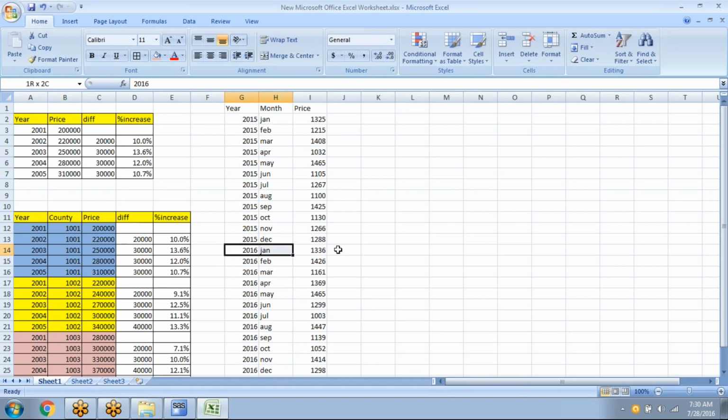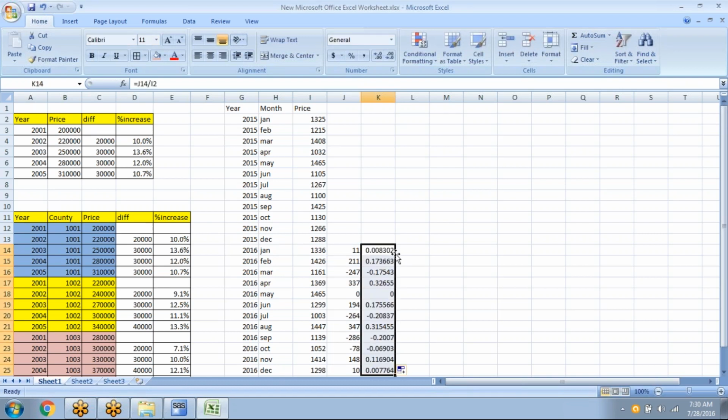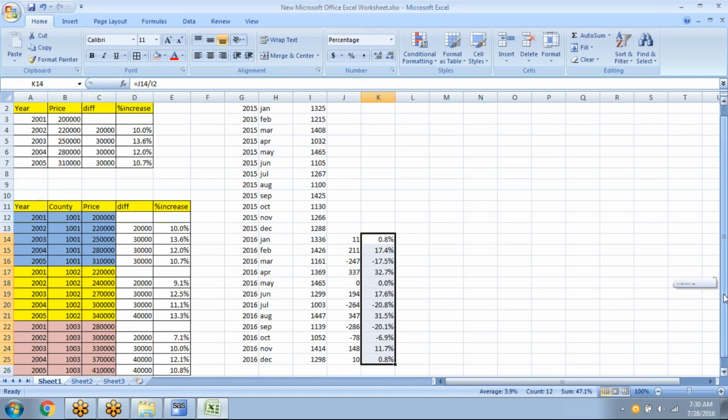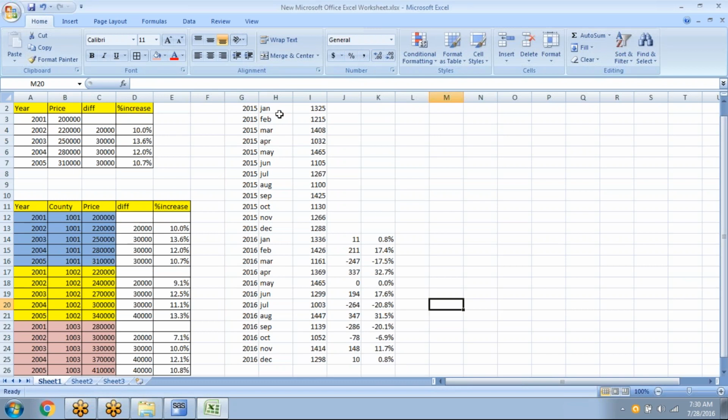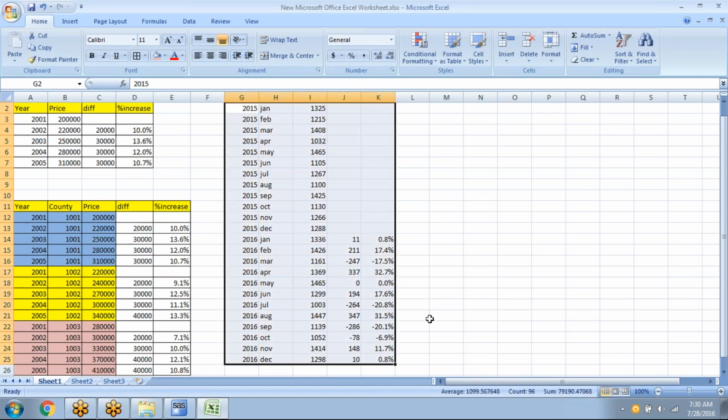I mean, I wanted to find the difference between the current year Jan and the previous year Jan, in the same way across all months. And also you need to find the percentage increase or decrease. This divided by this. So I would like to calculate this information, which is nothing but year over year increase.